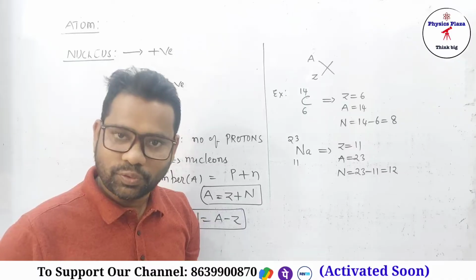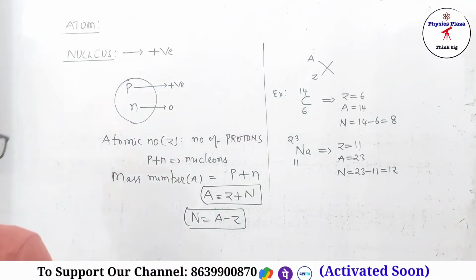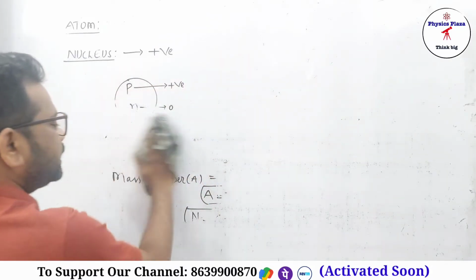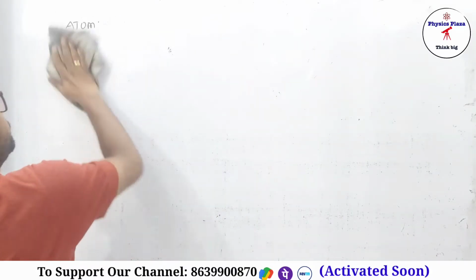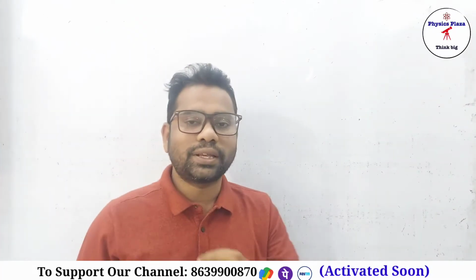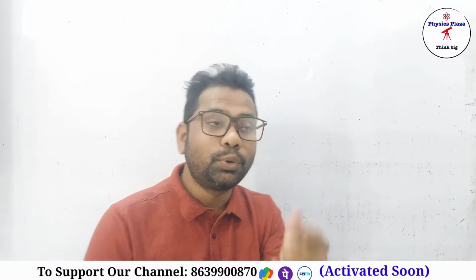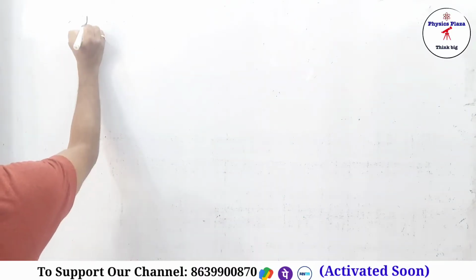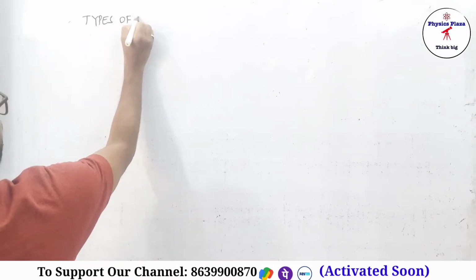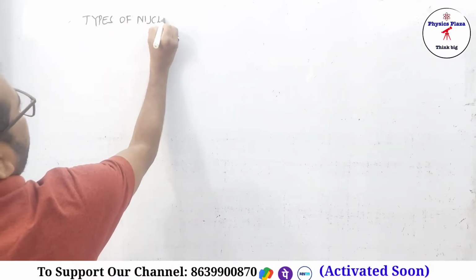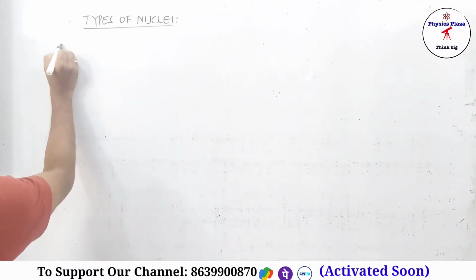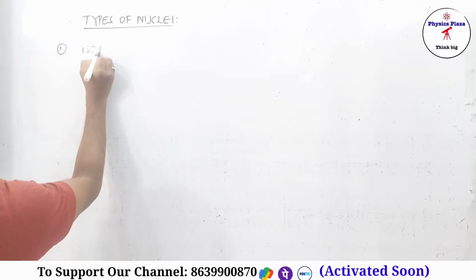Fine. Okay. So now we discuss the types of nuclei, children. Types of what? Nuclei. Children, nucleus is singular, whereas nuclei is plural. So here let us see the types of nuclei. In this, the first one is isotopes.